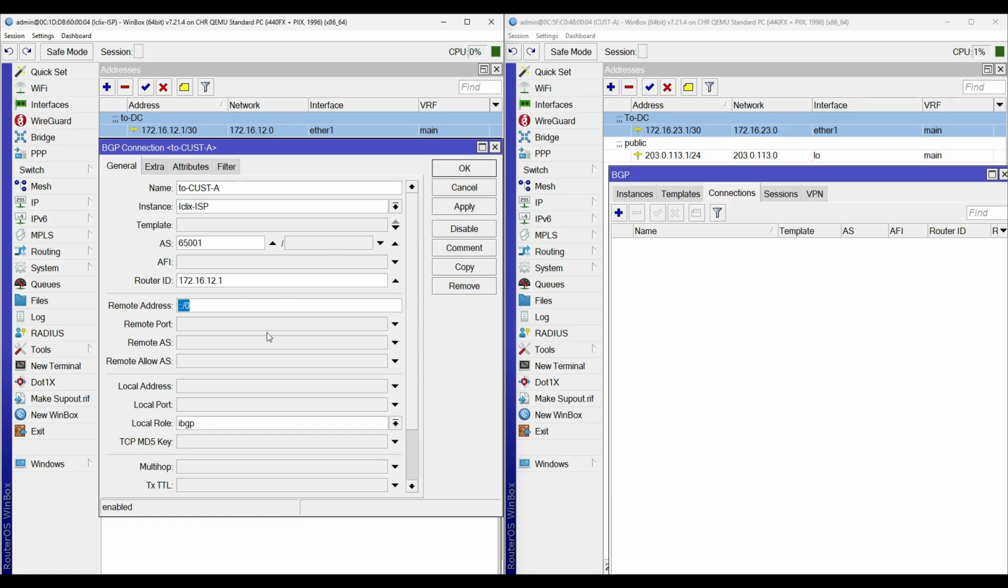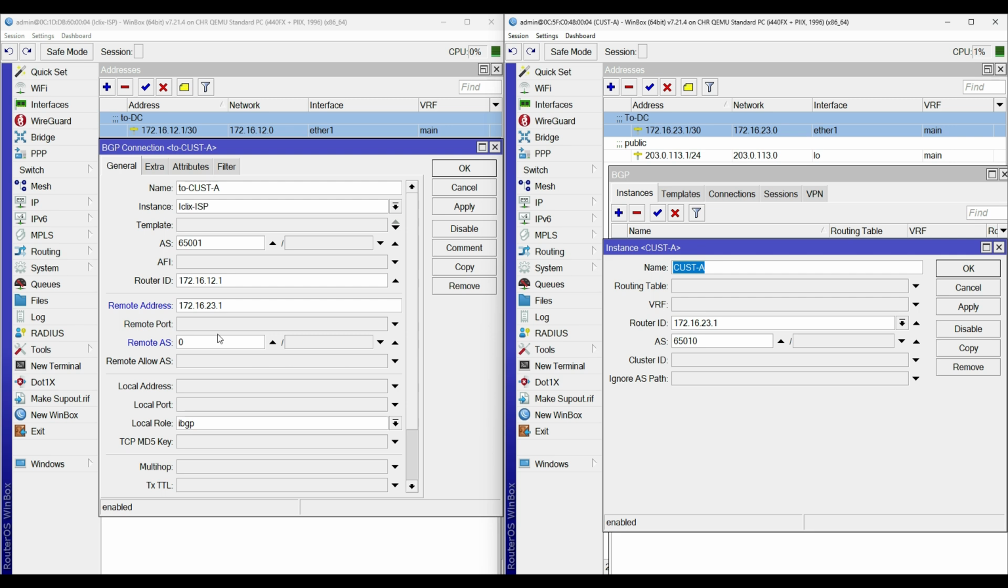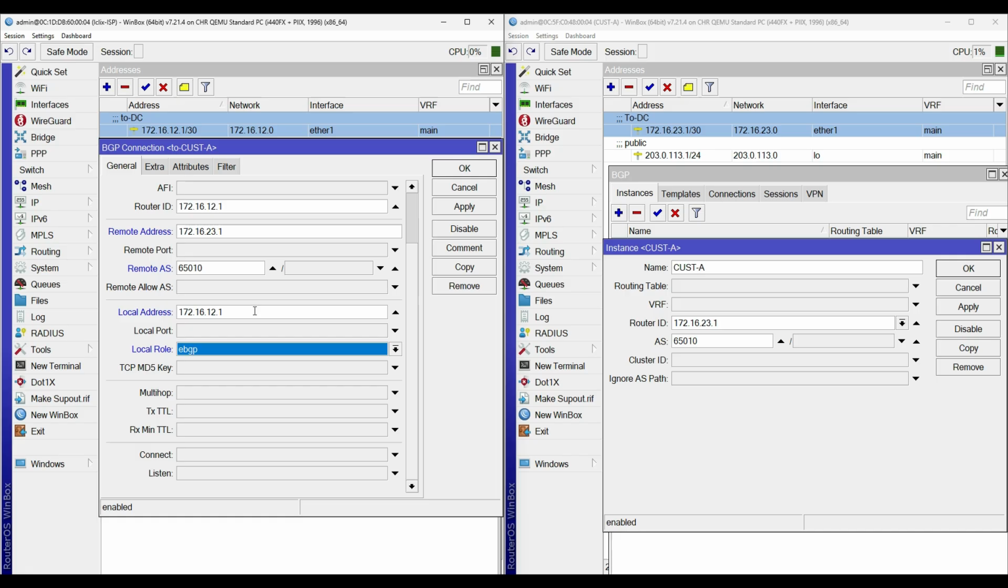Remote address. This is customer A's point-to-point IP address and the address with which we want to establish the BGP session. Remote AS. This must match customer A's autonomous system number, which is AS65010. Local address. This tells the ISP which source address it must use for the BGP connection. In our lab, we're using the ISP's point-to-point address. Local role. The role is EBGP because the ISP and customer A belong to different autonomous systems.